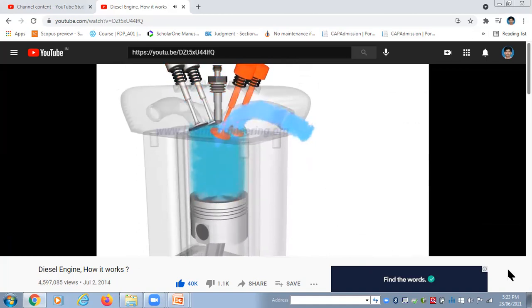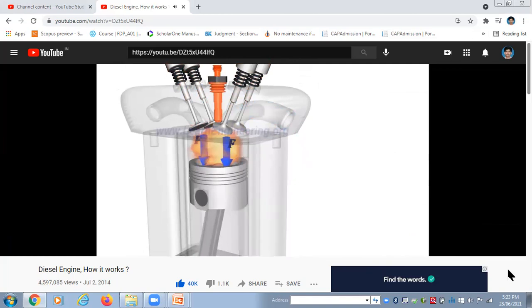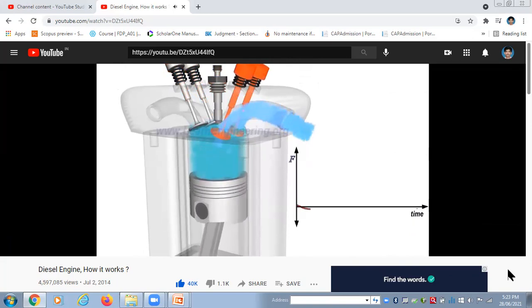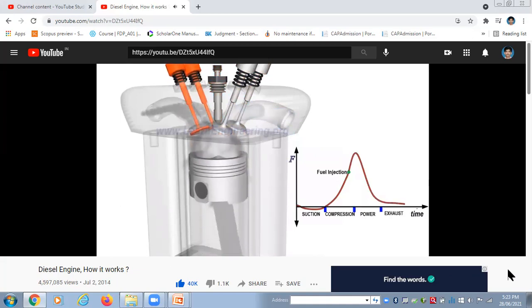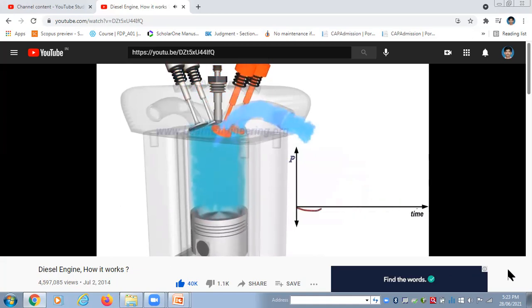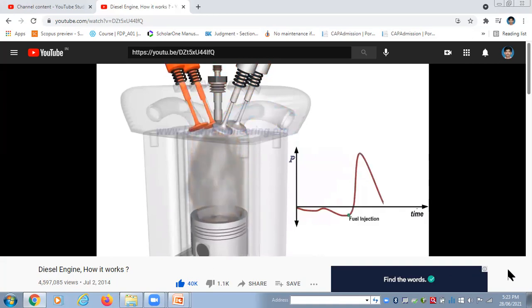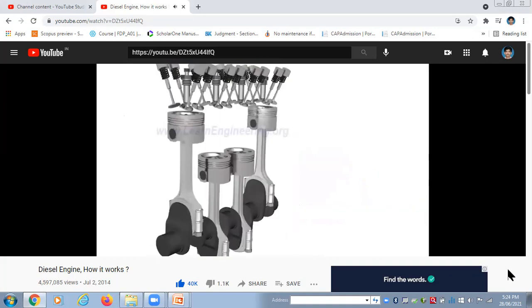Out of the 4 strokes, it is only during the power stroke that a tremendous amount of force is exerted on the piston. So a single cylinder engine will always have high force non-uniformity as shown. Similarly, the output power will also have a fluctuating nature. But with more number of cylinders, one can overcome these problems.